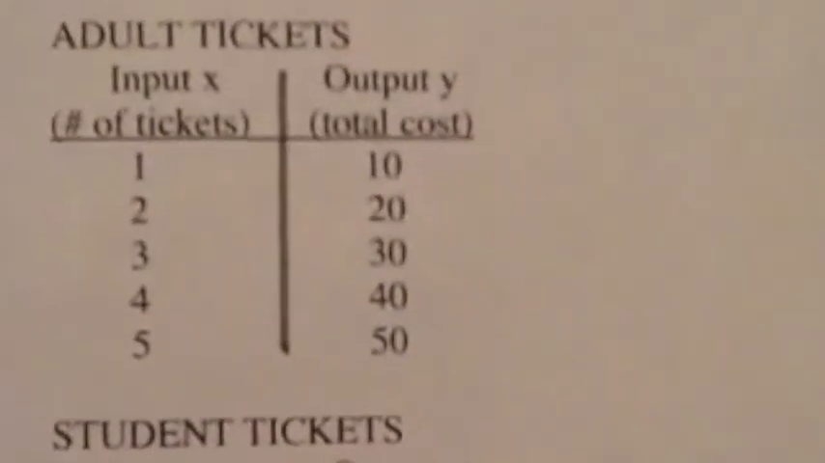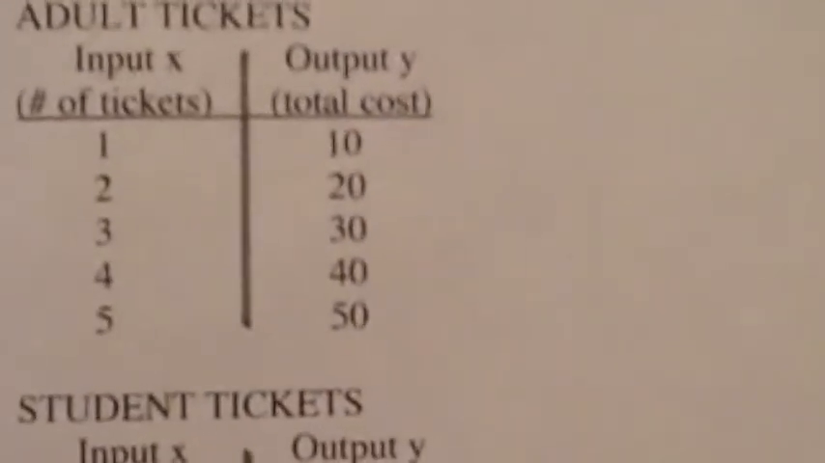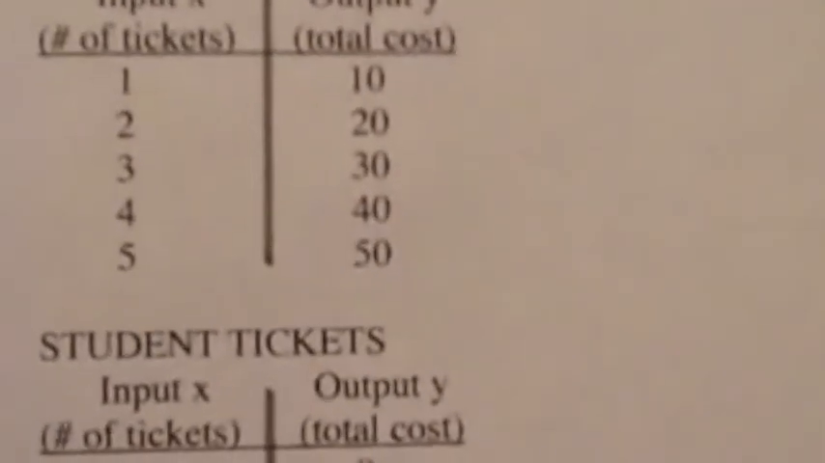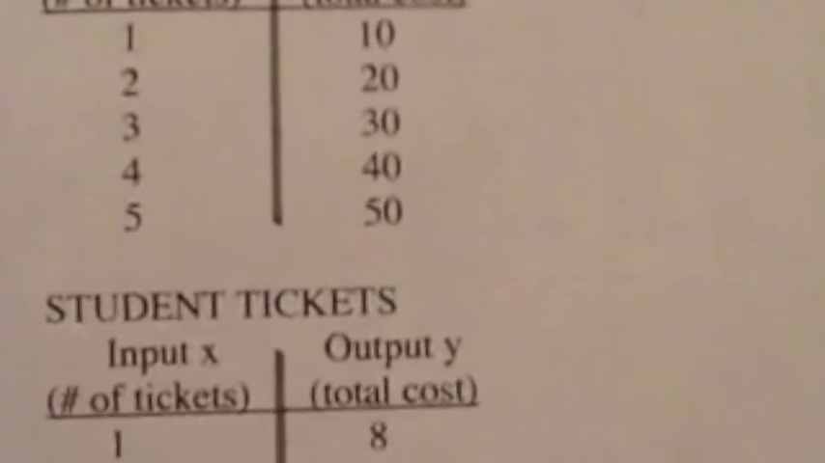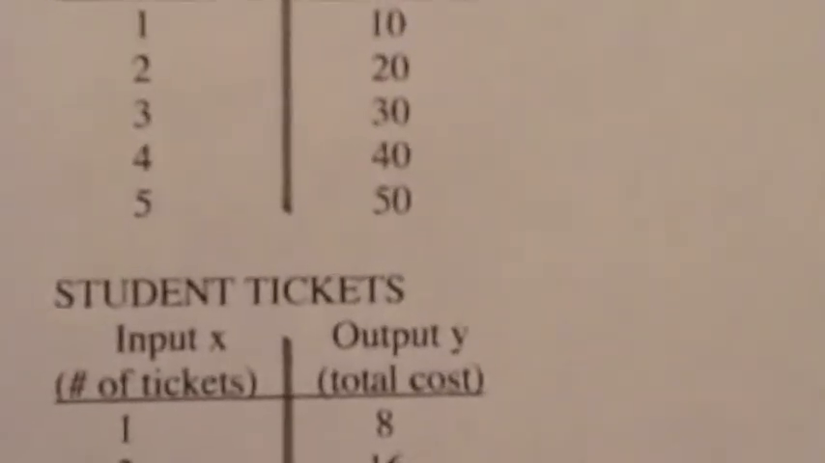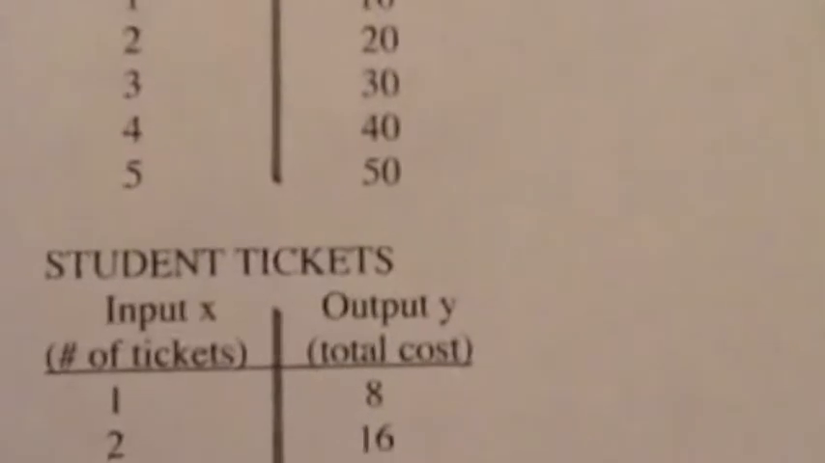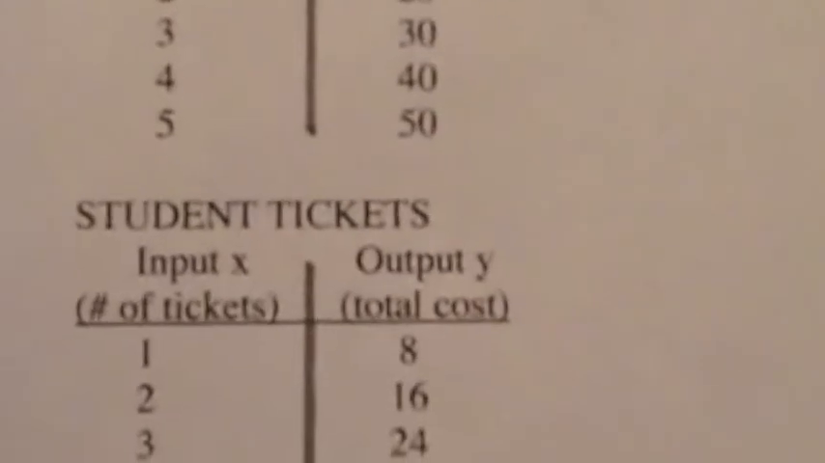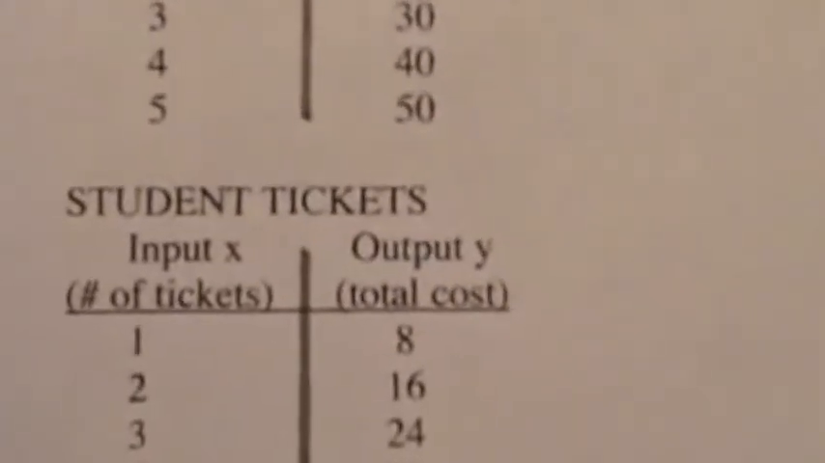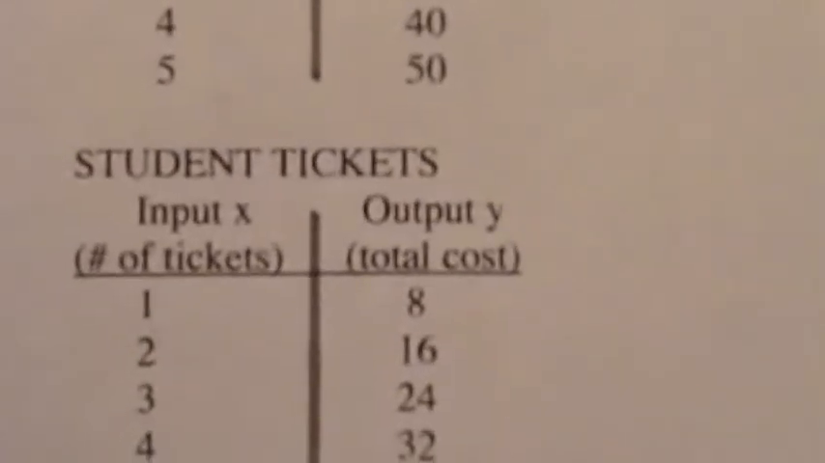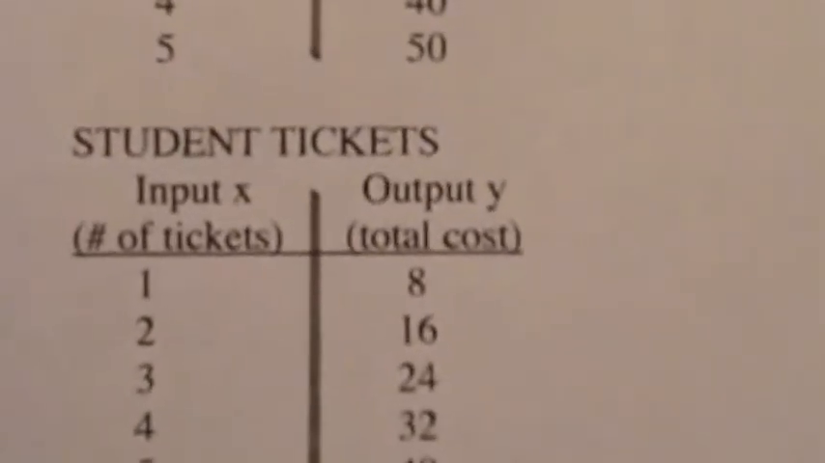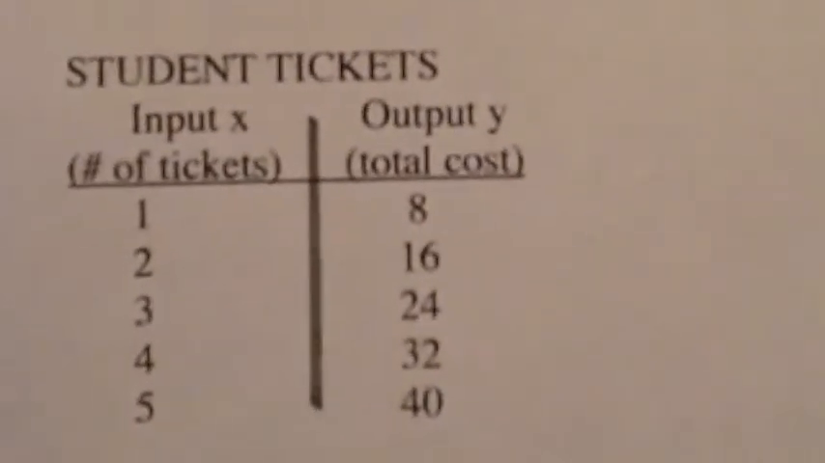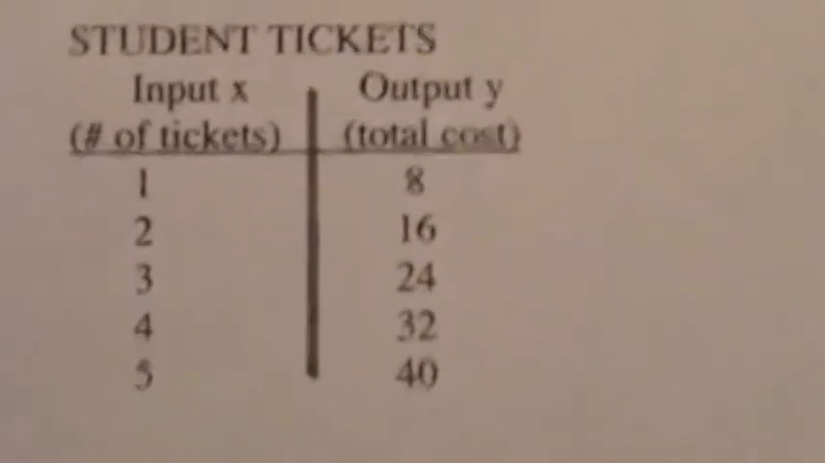Are you interested in knowing how much it would cost to go to a movie? This can be shown in a function table. First, we have the adult tickets. X is representing the number of tickets, and y is the total cost. For example, 1 ticket would be $10, 2 would be $20, 3 would be $30, 4 $40, and 5 $50. Next we have the student tickets. X and y still represent the number of tickets and the total cost. 1 ticket would be $8, 2 would be $16, 3 $24, 4 $32, and 5 $40.